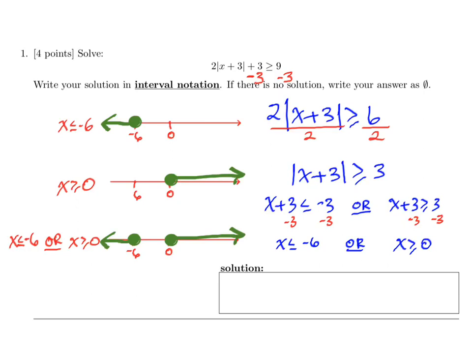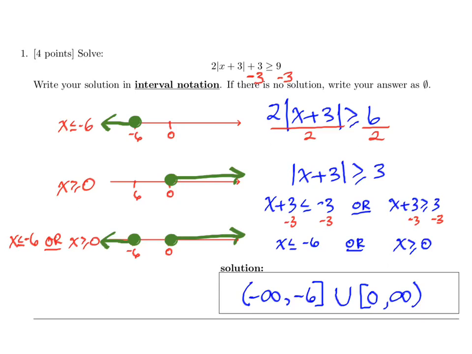So the first interval, the numbers less than or equal to negative 6, is written as negative infinity up to negative 6. And then we want to combine that interval with the second interval. So we have to use the union symbol, which is like a big U. And then the other interval is from 0 to positive infinity.